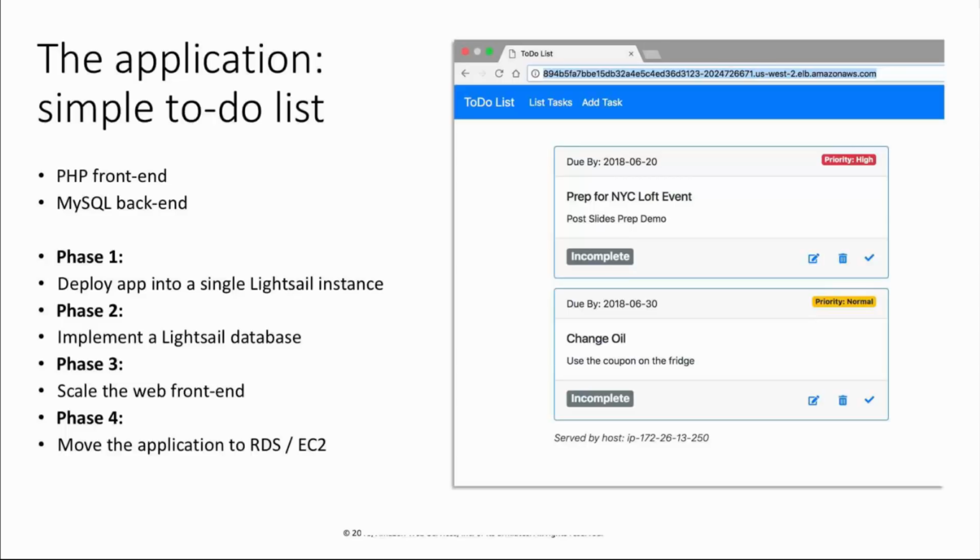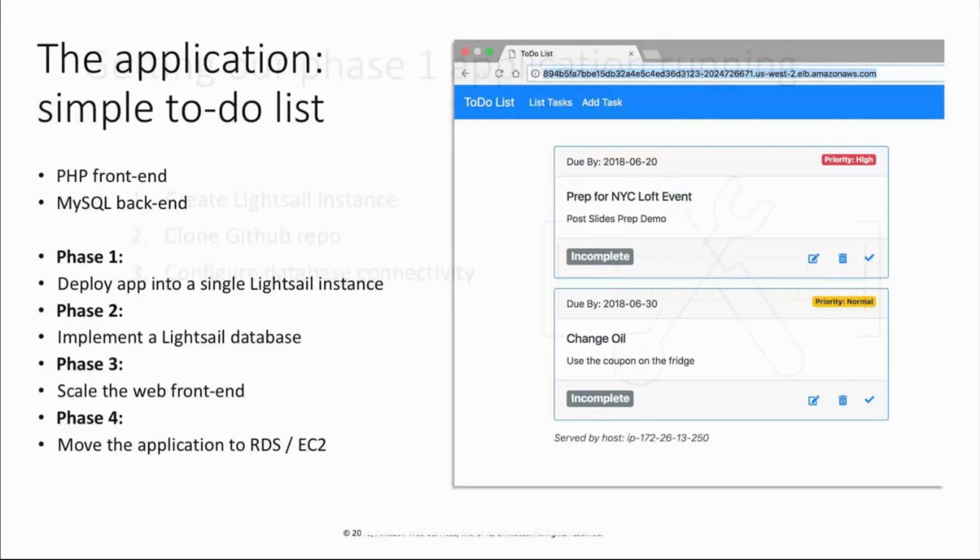Then we're going to go ahead and change that architecture so that it is a web front end running in one instance and a database in another, on a Lightsail database instance. And then we're going to go ahead and scale that front end up. And then in the last phase, we're going to look at moving that application to RDS and EC2. So we're going to go monolithic, then we're going to break it apart, and then we're going to scale it, and then we're going to move it.